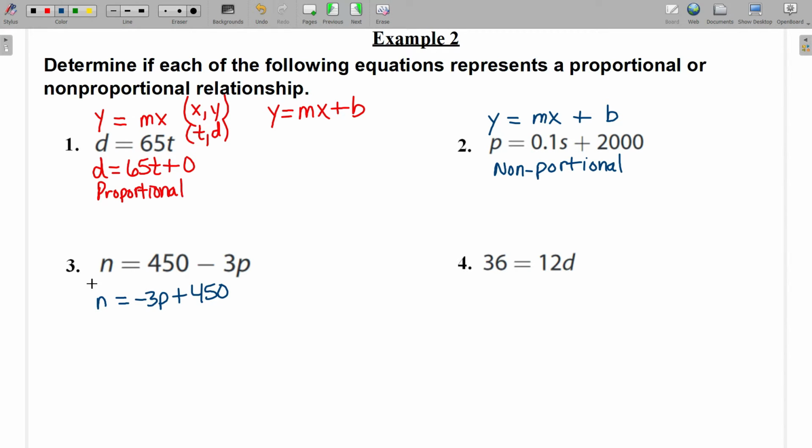So I'm going to say that the n is very similar to the y. We have an equals, we have a negative 3, which can act as our m. The p can be in place of our x, and then we have plus 450, and that can be in place of our b here. So this is actually going to be a linear equation, and since it is not crossing through the origin because we do have a b value other than 0, we are going to label this as non-proportional.